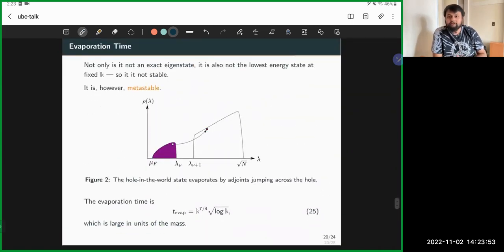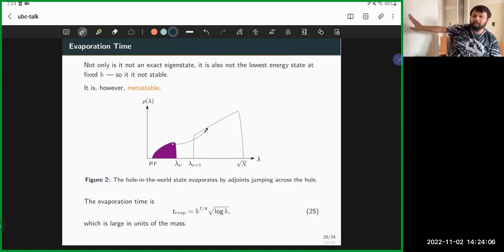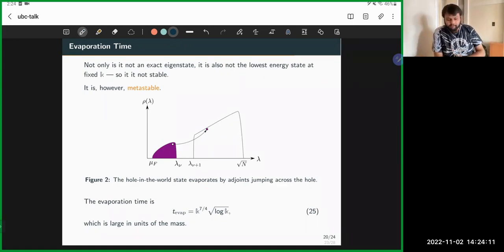Now, because it's not an exact eigenstate, it kind of evaporates. Not only is it not an eigenstate, it's also not a very low energy state. You can send all of the string tips off to infinity and make a very small energy state. But that possibility is always there. So it's not stable, it is metastable. But the point is it evaporates slowly. How does it evaporate? It evaporates by one string tip jumping out. Okay. And then there's a simple enough calculation you can do to find that the evaporation time is like k to the 7/4, which is of course much bigger than the mass.